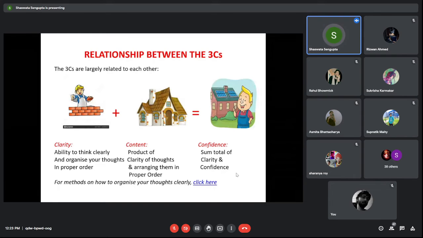Clarity basically means the ability to see things clearly, to see basic units very, very clearly. Clarity is almost like a brick, a brick that is required to make a house.